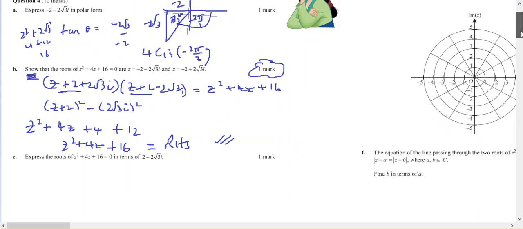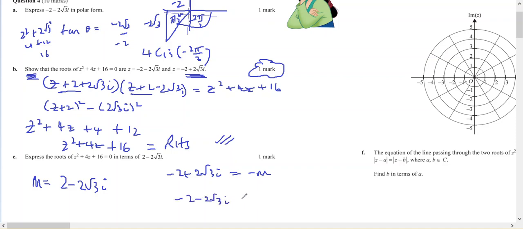Express the roots of z in terms of that. So if I say m is 2 minus 2 root 3i, then this one, minus 2 plus 2 root 3i equals -m, and minus 2 root 3i is going to be negative the modulus of m, because that modulus would turn that to positive and then the negative out the front. So they're the two expressions in terms of what we're asked.